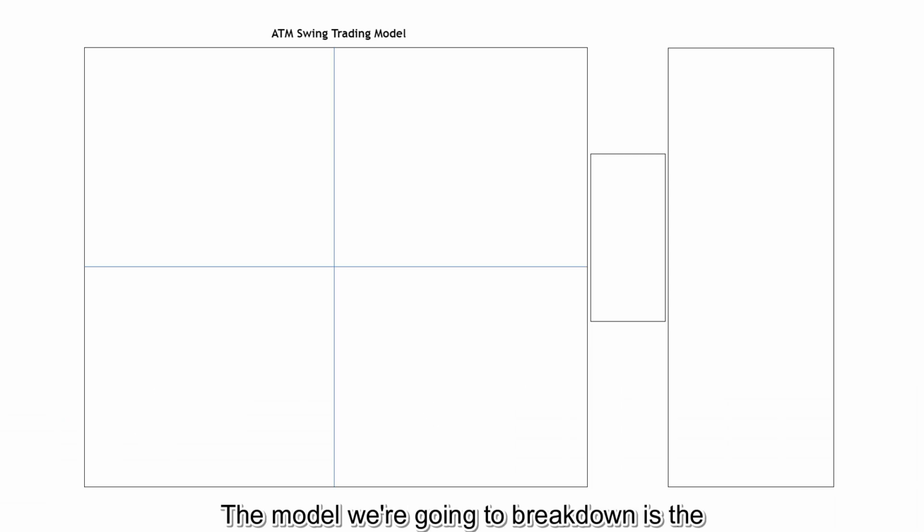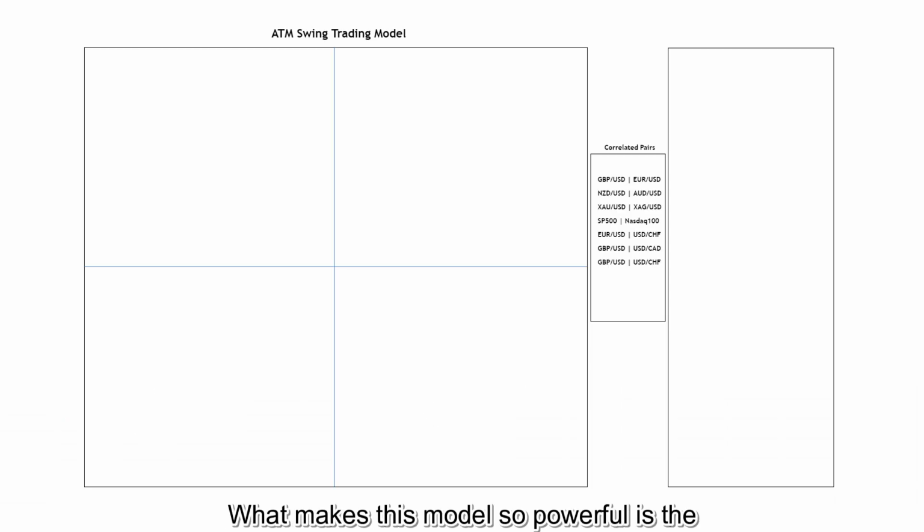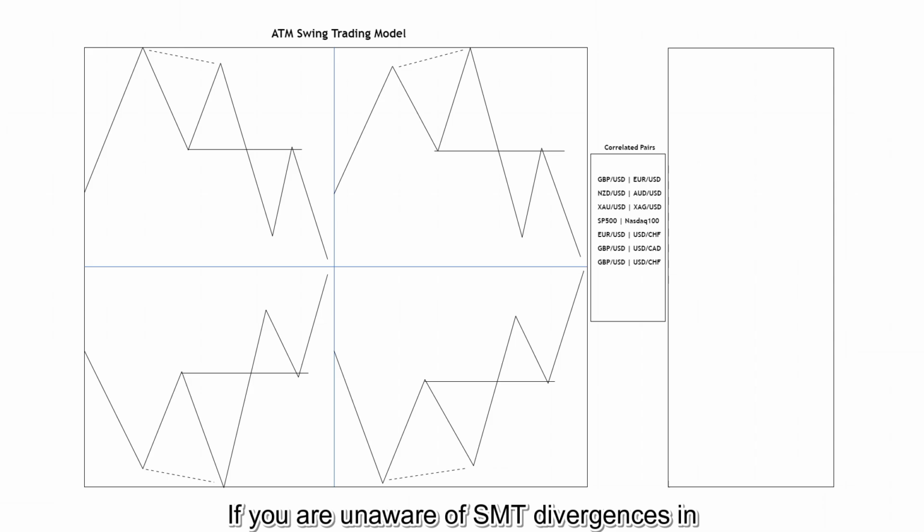The model we're going to break down is the ATM swing trading model. What makes this model so powerful is the use of divergences between correlated assets on the higher time frames. If you are unaware of SMT divergences inside the marketplace, they are a great confluence that you can use to anticipate a reversal taking place.